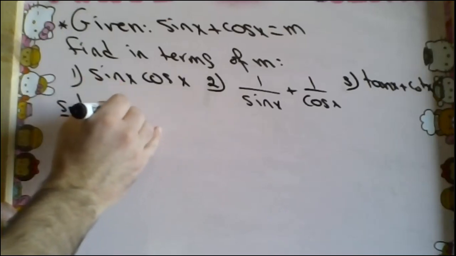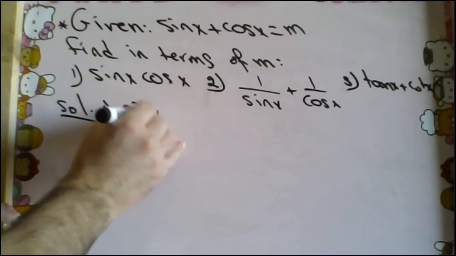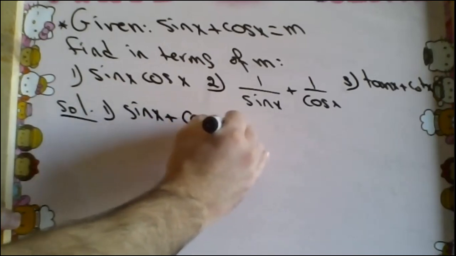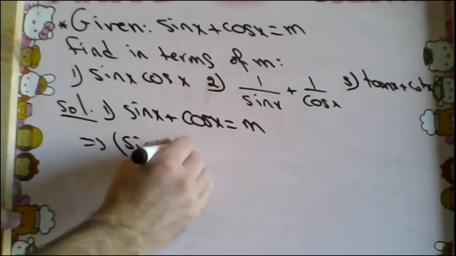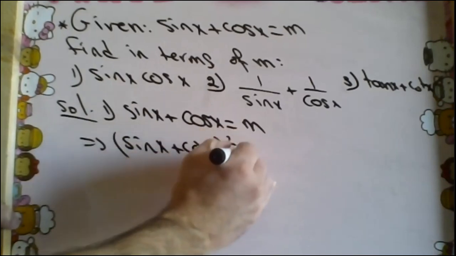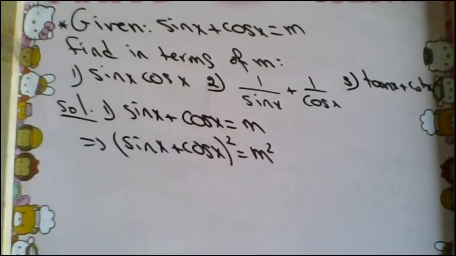Sin x plus cosine x is equal to m. Then sin x plus cosine x squared is equal to m squared. Continue. What will you get? Daniel? Daniel? Yeah, Daniel.